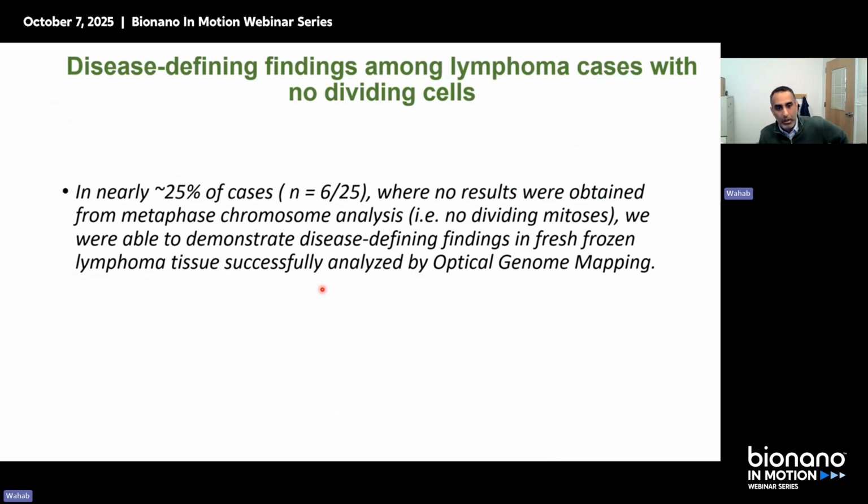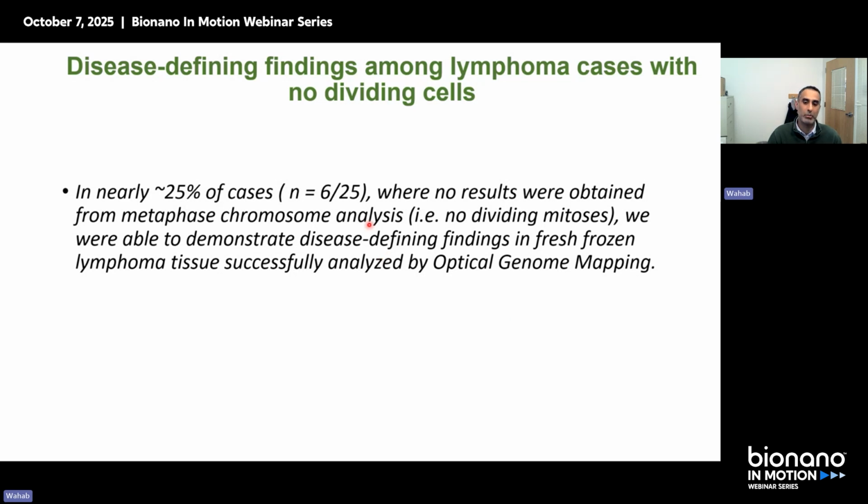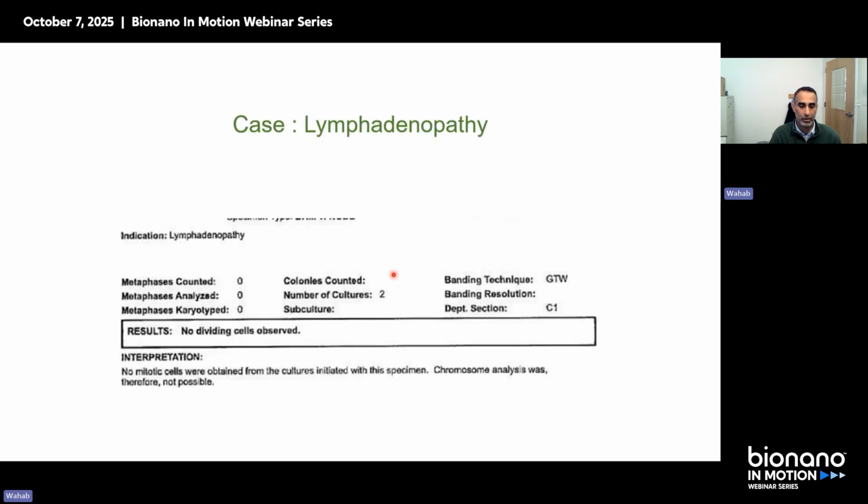In a subset of these cases, what we thought was very impressive to see was the ability to recover findings in cases where there weren't any dividing cells. Often it's the case with some of these lymphoma samples, or tissue biopsies, that there are not enough mitotic divisions. In about 20 to 25% of those cases, we were able to show with OGM a pathognomonic rearrangement. This is one such case where the lymphadenopathy was included in our cohort.